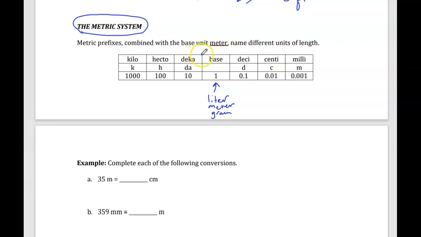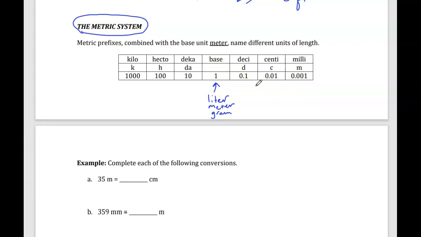So going to the left is getting larger. So a kilometer is much larger than a meter. Well, we kind of know that. Going to the right, we get much smaller. A millimeter is much smaller than a meter.